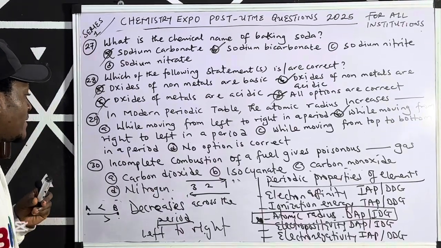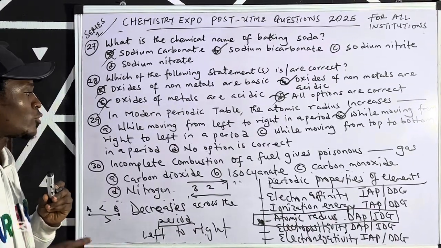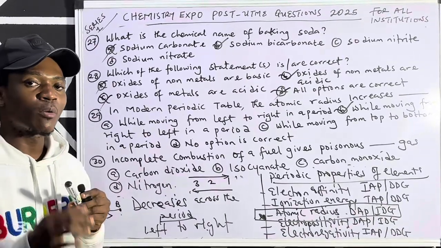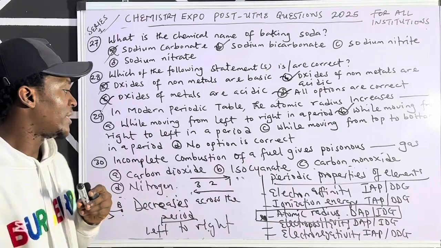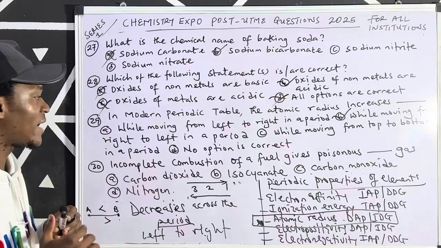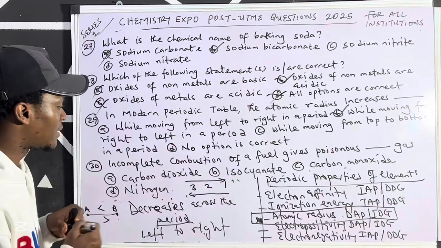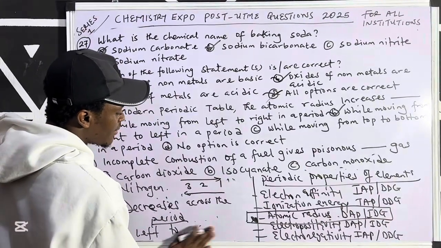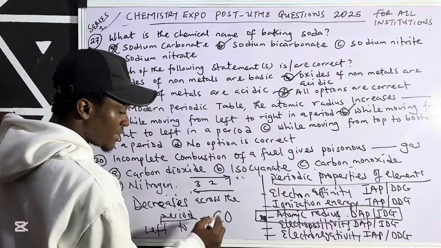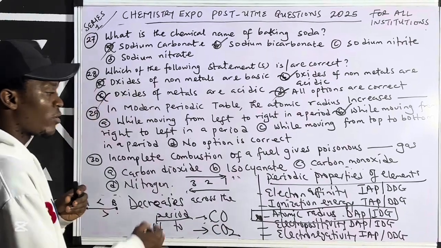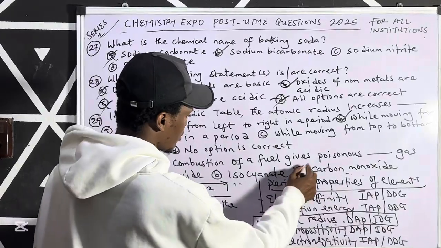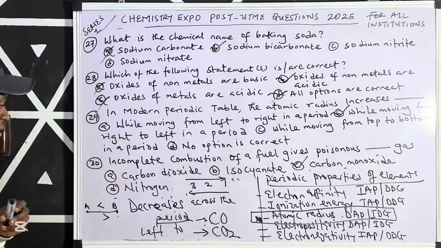Then question 30. Incomplete combustion of a fuel gives poisonous dash gas. Incomplete combustion of a fuel like petrol gives a poisonous gas. So what's the gas that you can obtain by incomplete burning of fuel? The gas is CO. Incomplete gives CO, but complete would give CO2. And what's CO? Carbon monoxide. It's actually a toxic or poisonous gas. So option C is the right answer.